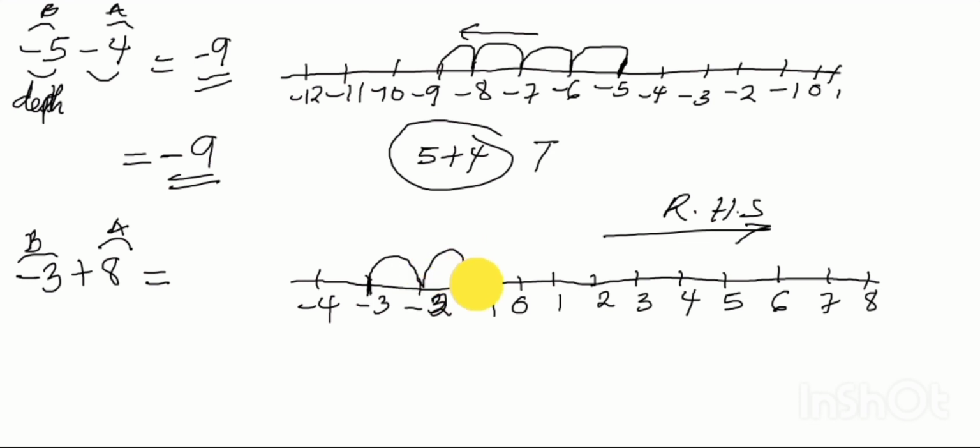So let's do that. You have 1, you have 2, you have 3, you have 4, you have 5, you have 6, you have 7, you have 8. Yeah, you have 8, and that's the end there. So you see, we stopped at positive 5. So that's why minus 3 plus 8 will eventually give you positive 5.